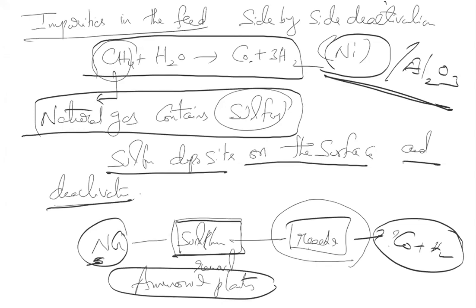What is the role of Al2O3? Al2O3 is the support. On the support we disperse the catalyst. When we discussed chapter 5, I explained how the catalyst metal is dispersed over the surface. So these are the multiple reasons for catalyst deactivation. Al2O3 doesn't participate in the reaction; it is only a support.